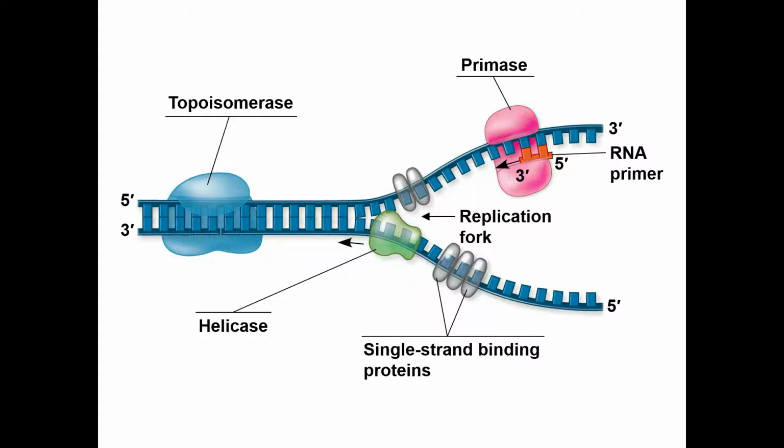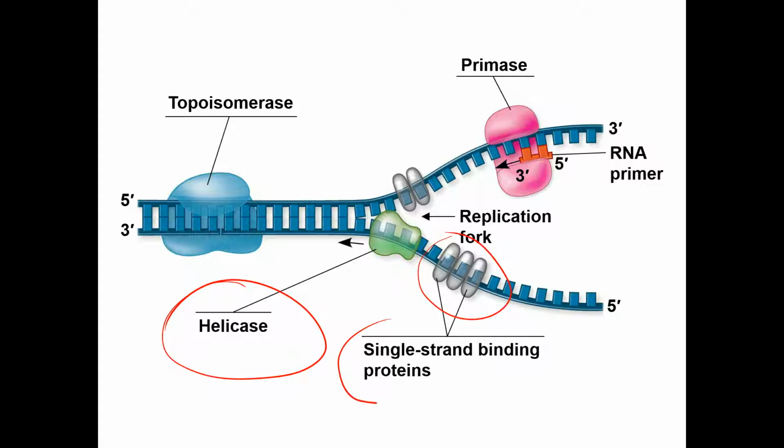So here, this is showing you a replication fork. This is only showing you the replication fork on the left side of the replication bubble. You have a couple of things going on here. One of the first things that happens is that your replication fork has to open up, so your parental strands of DNA have to be separated from one another. Well, that's the job of this guy right here. DNA helicase unzips and breaks the hydrogen bonds that hold together the complementary base pairs between your parental strands of DNA. Now, what is keeping these two parental strands of DNA from reannealing and coming back together? Well, that's the job of these guys here.